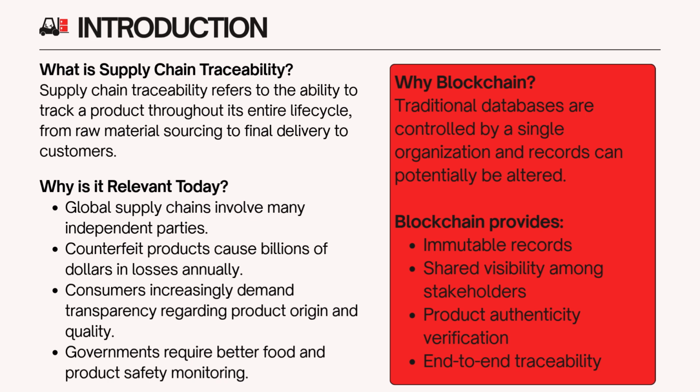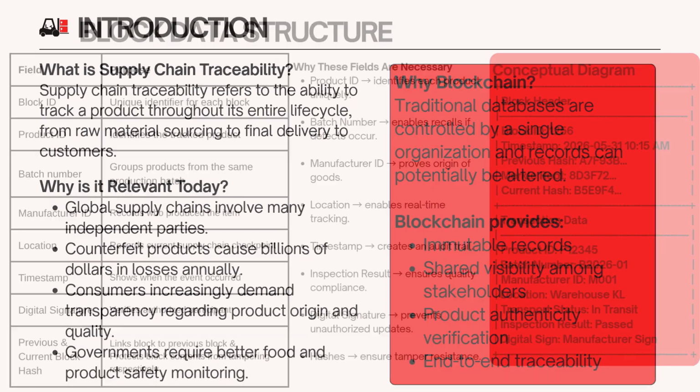Why blockchain? Traditional databases are controlled by a single organization. This means records can potentially be altered, whether accidentally or maliciously. Blockchain, however, introduces a paradigm shift by providing four core capabilities: immutable records, shared visibility among all stakeholders, product authenticity verification, and true end-to-end traceability.